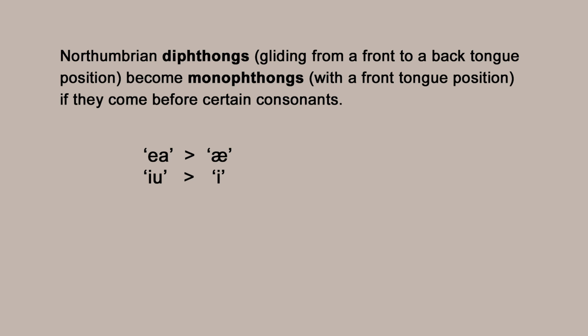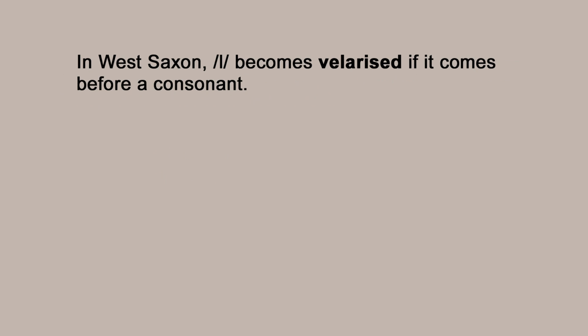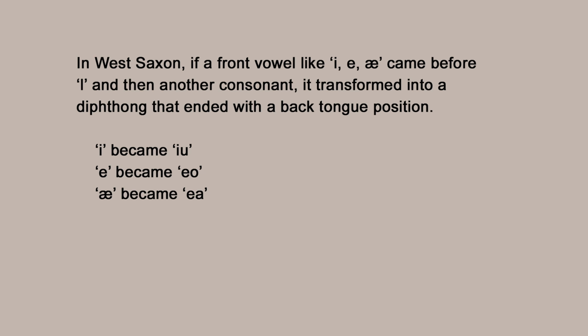Now this is an interesting one that gives us some phonetic clues about other aspects of Northumbrian pronunciation. Traditional scholarship says that in West Saxon and textbook Old English, the l sound became velarized, l, if it appeared before a consonant. The difference l, l, l, l. The reason we think this is because if a vowel that usually had a front tongue position came before L and then a consonant, it turned into a gliding vowel, a diphthong, that ended with a back tongue position. Al or el rather than a or e.